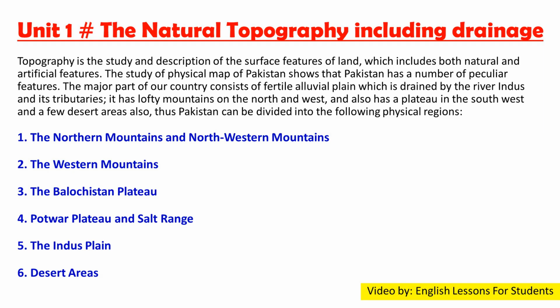Thus, Pakistan can be divided into the following physical regions, and we can say Pakistan can be divided into six major natural topographical areas, and these areas are: 1. The northern and northwestern mountains; 2. The western mountains; 3. The Balochistan Plateau; 4. The Potohar Plateau and Salt Range; 5. The Indus Plain; 6. Desert areas.